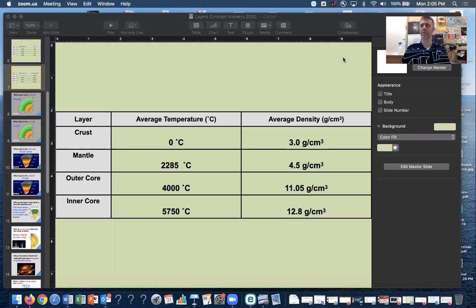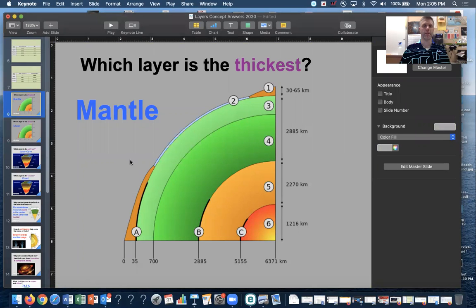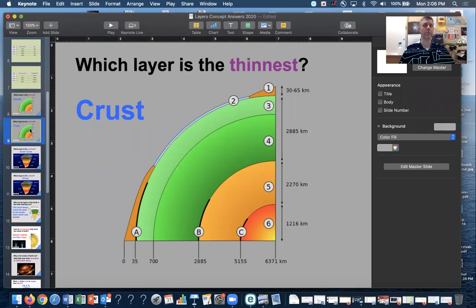So to get right into that, the first question: which layer is the thickest? That would be the mantle. So you have the crust out here, then the mantle, then the outer core and the inner core. So the mantle is the thickest. Then the second part of that question: which layer is the thinnest? That would be the crust. So the crust is the thinnest layer. So it's just the very outer part.